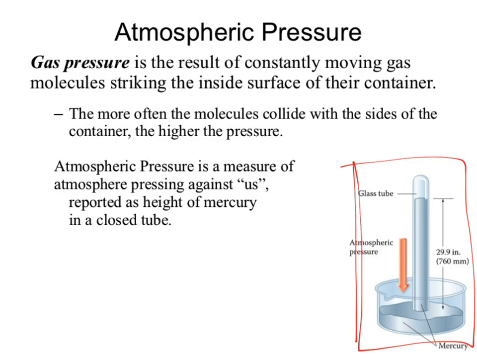Regardless, if we take a dish full of liquid, and then I take a tube that's closed at one end and fill that with liquid and then invert it into the liquid dish, gravity is going to pull down on that liquid, right? So it's going to want to fall. What's going to prevent it from falling? Pressure. Something would have to push back up. What's pushing up? Atmospheric pressure.